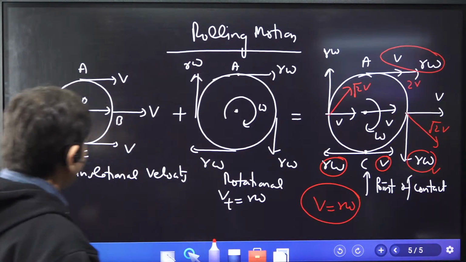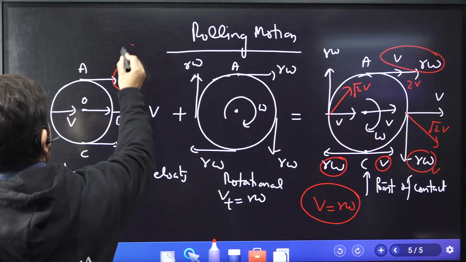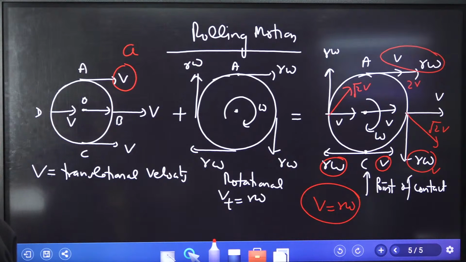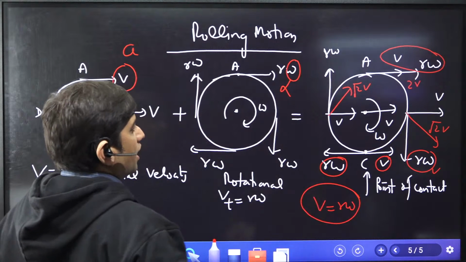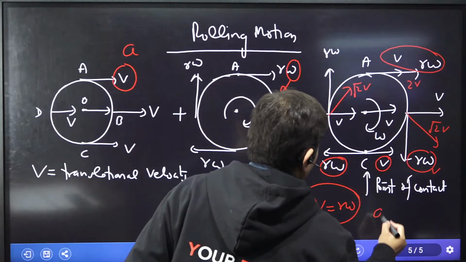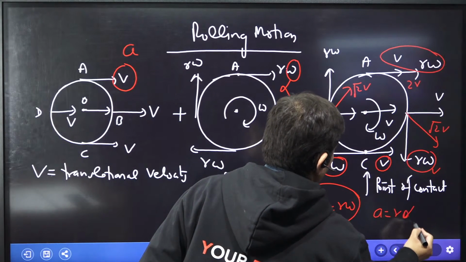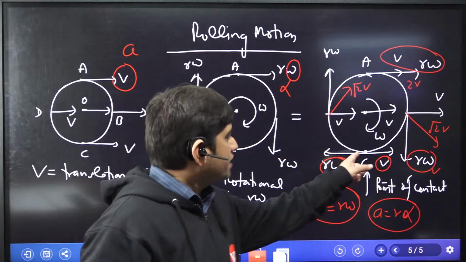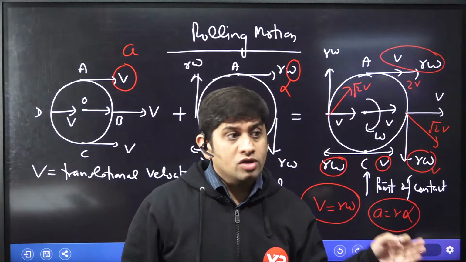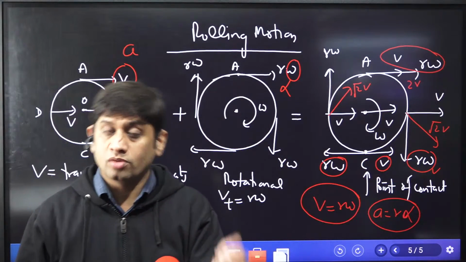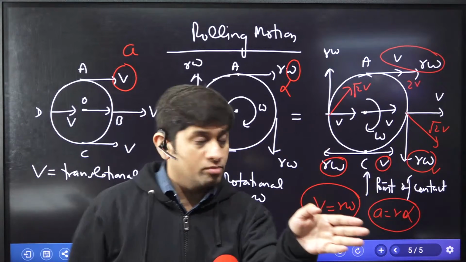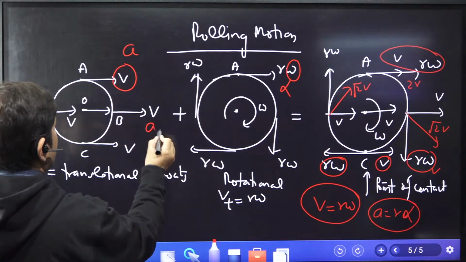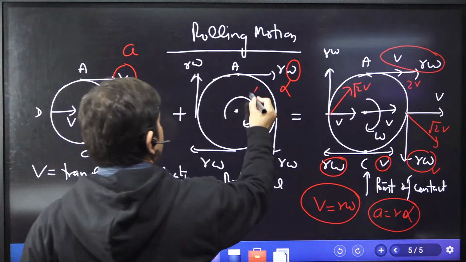Only difference will be if I make some kind of analysis here, v will be replaced by a and omega will be replaced by alpha, and hence we will say that a is equal to r alpha. And you know what, यहां पे acceleration 0 होगा. Why? Because if velocity is 0, acceleration is 0. Remember again, there is a rolling body and it is rolling at particular acceleration. मतलब उसकी acceleration a है और उसकी angular acceleration alpha है.